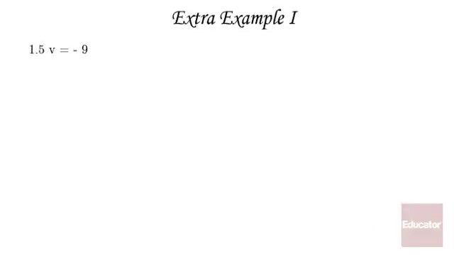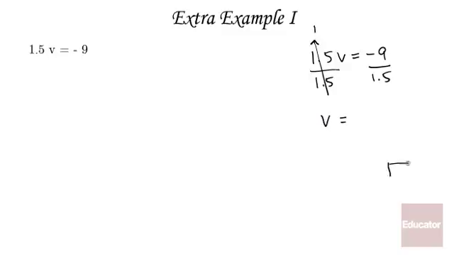Let's try another example, a multiplication equation example. So to solve this multiplication example, we're going to use the inverse property, which is the division property of equality. 1.5v equals negative 9. The opposite of multiplying by 1.5 is dividing by 1.5. 1.5 divided by 1.5 cancels to 1. 1 times v is v. So we've isolated our variable.